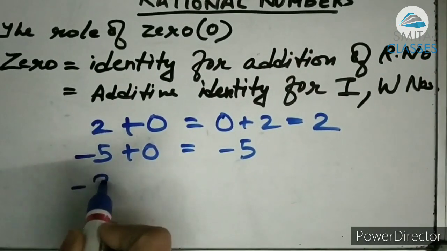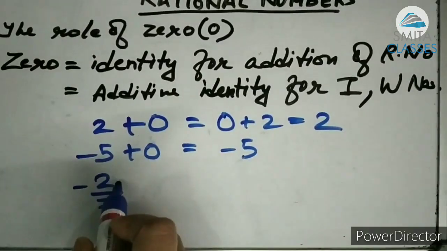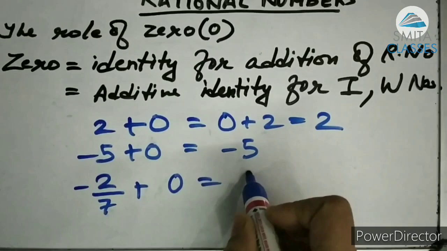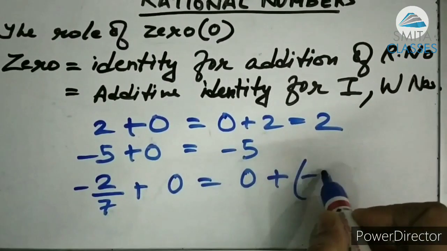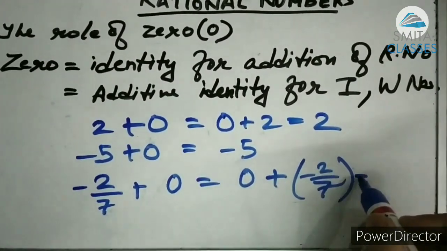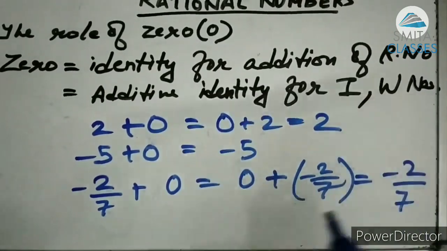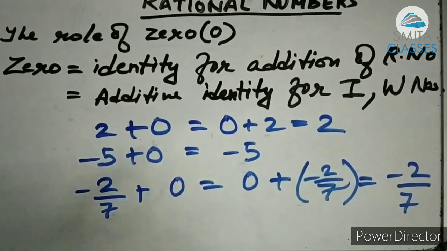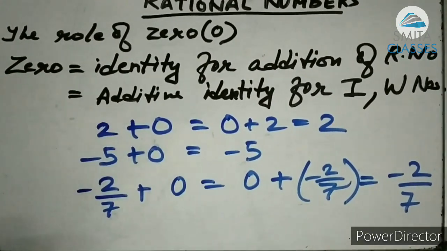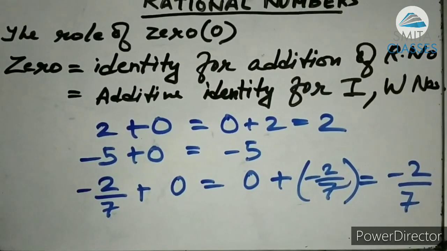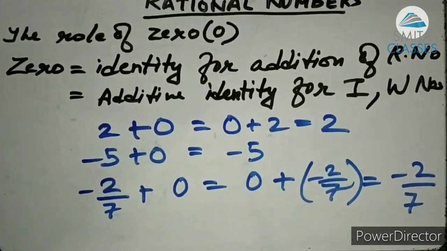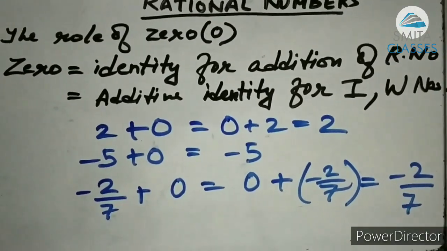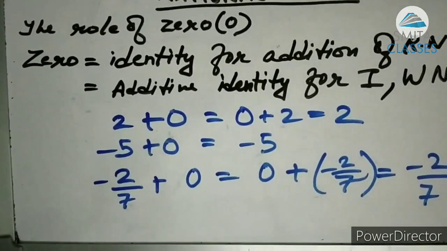Suppose I take a rational number minus 2 by 7 and add 0 to it. I can write it like this also, and I get the answer as minus 2 by 7. So here the role of 0 is that it works as an additive identity for integers, whole numbers as well as for rational numbers. It can be called the identity for addition of rational numbers, whereas additive identity for integers and whole numbers.